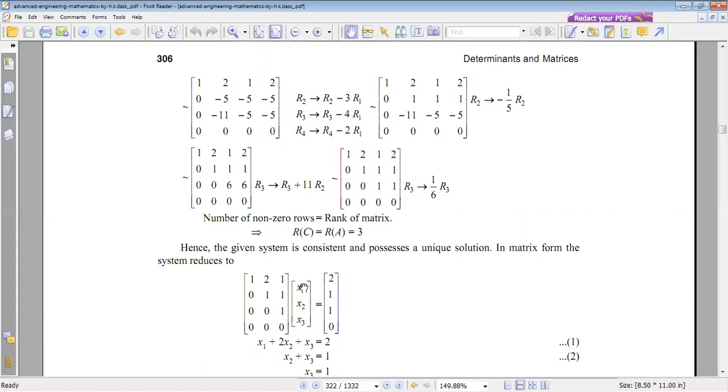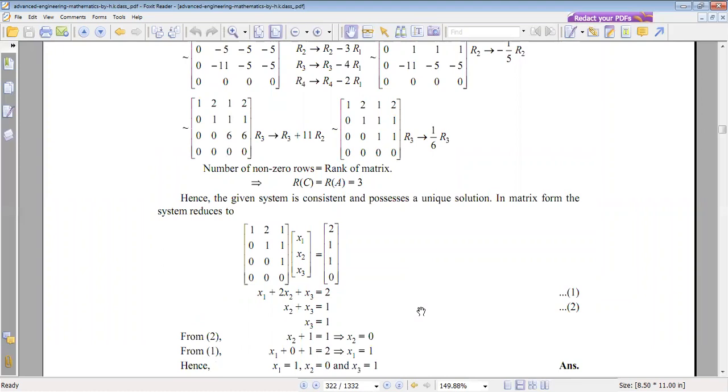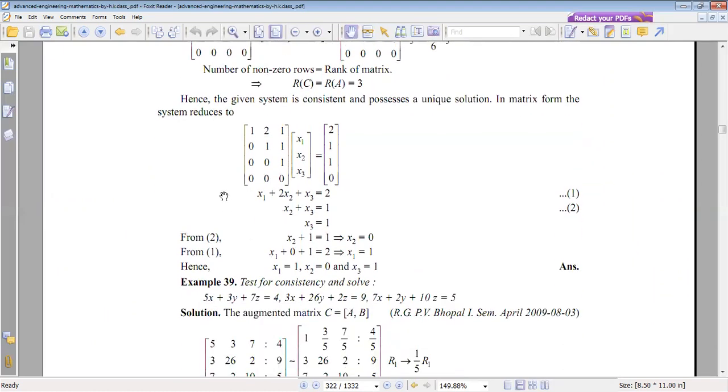Now this is the matrix X, and this is the matrix B. It is 2 1 1 0. Now we have to multiply this. So what we got? See here, 1 into x1, so it will be x1, plus 2 into x2, so it will be plus 2x2, plus 1 into x3, that means plus x3, is equal to what?